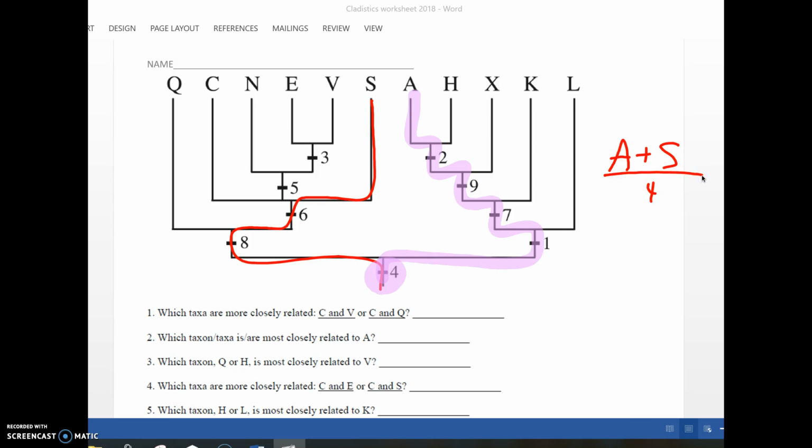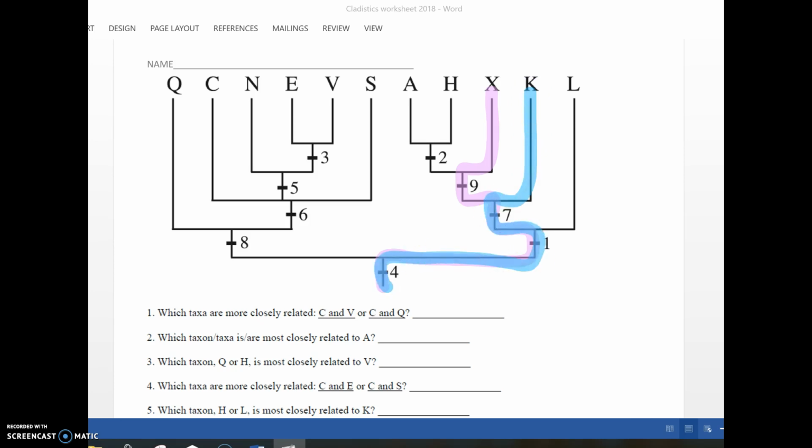On the other hand, if I said, what about X and K? X and K. Let me erase everything here. So X and K, track X all the way back, track K all the way back, and X and K would share 7, 1, and 4. Now, if you were asked what's the most recent trait they share, it would be 7. But if you were asked what are all the traits shared by them, it would be 7, 1, and 4. Everything that both lines hit. So hopefully that helps you.